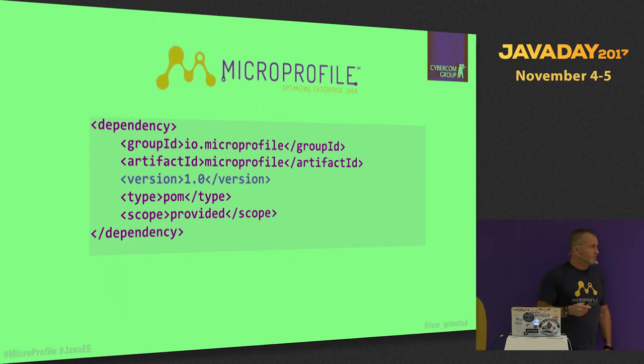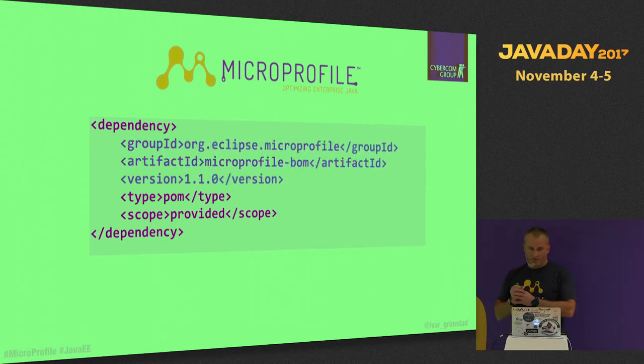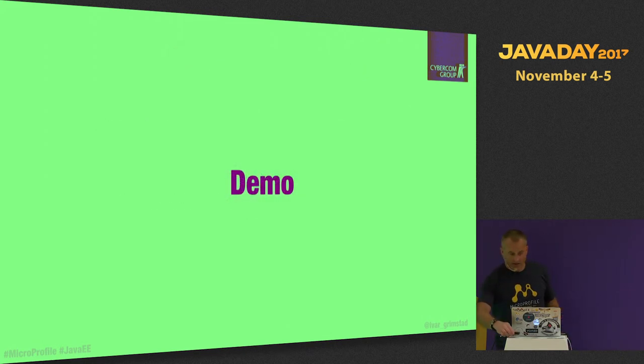So for MicroProfile 1.0, this is how your dependency looks in your Maven POM. For 1.1, now it's moved to Eclipse, so it's org.eclipse.microprofile, and you have a microprofile BOM version 1.1.0, which is the version number. So that's what you need to change to have the APIs available for you in your development environment. So let's take a look at some of the code.